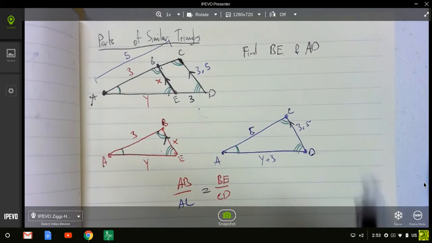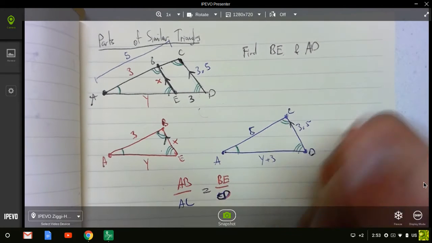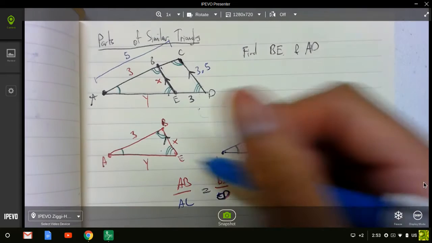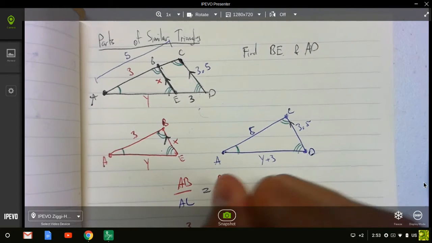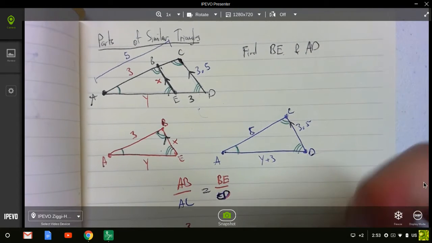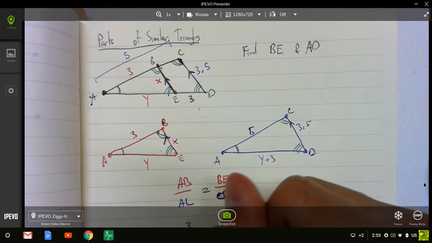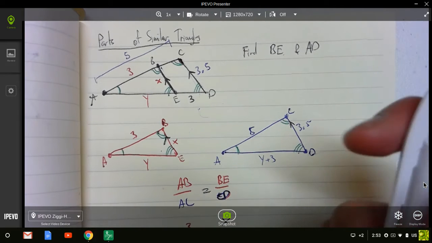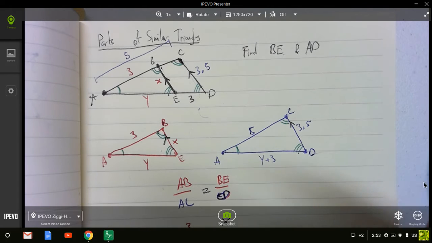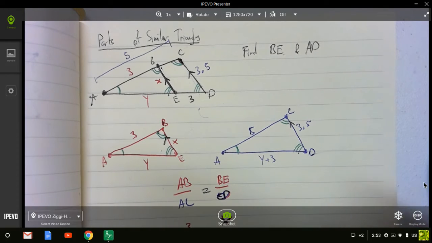And all I have to do is simply, CD is going to have to be blue. That's CD. And then I'm going to substitute in the values: AB is going to be 3 and AC is going to be 5. I'll set that equal to BE, which is X. Color code that in red, which is technically X, divided by CD, which is 3.5.